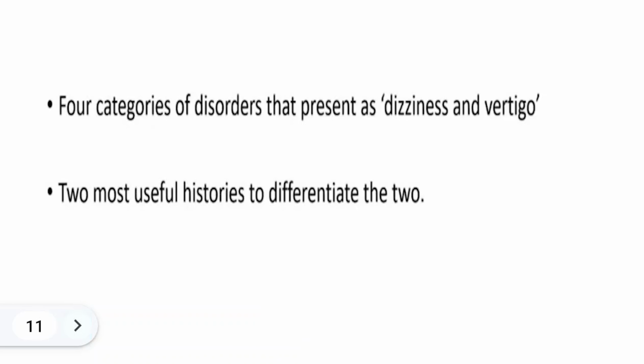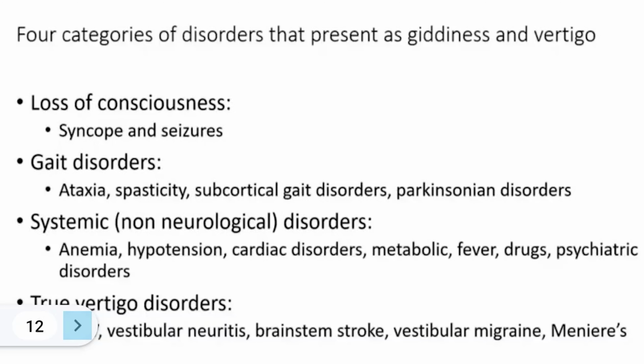There are 4 categories of disorders that present with dizziness or vertigo, and there are 2 most important histories that can differentiate true vertigo from other disorders. The first category is loss of consciousness associated with syncope or seizures, and the second is gait disorders. Gait disorders include ataxia or spasticity, subcortical gait disorders or Parkinson disorders. All these patients complain of giddiness because of imbalance while walking.